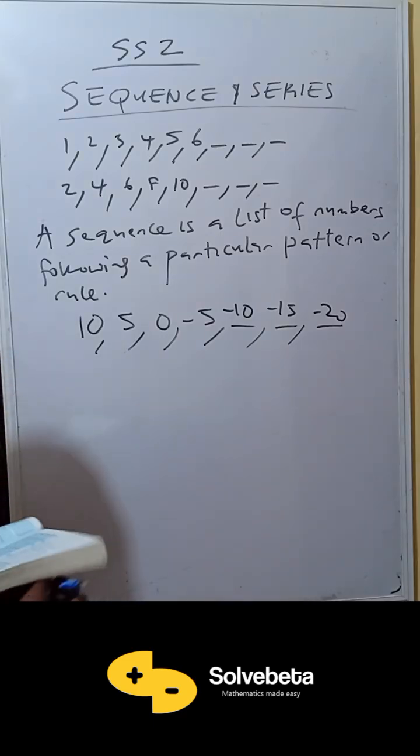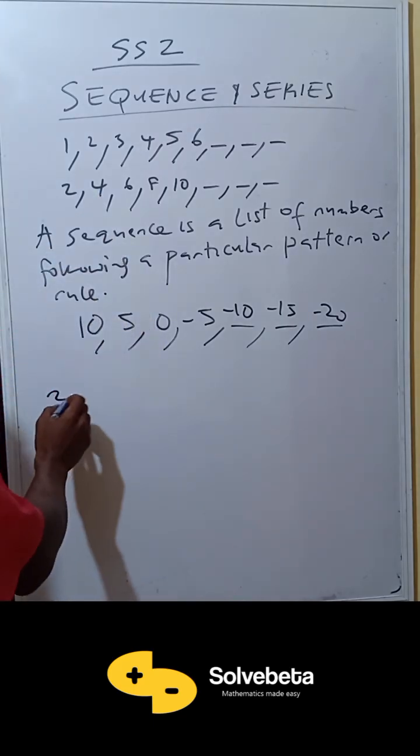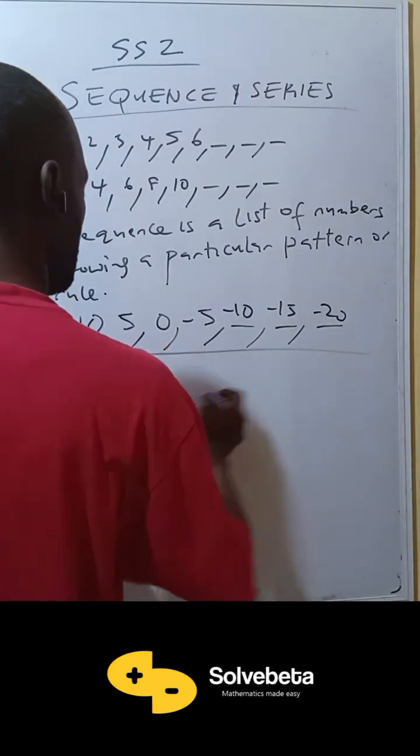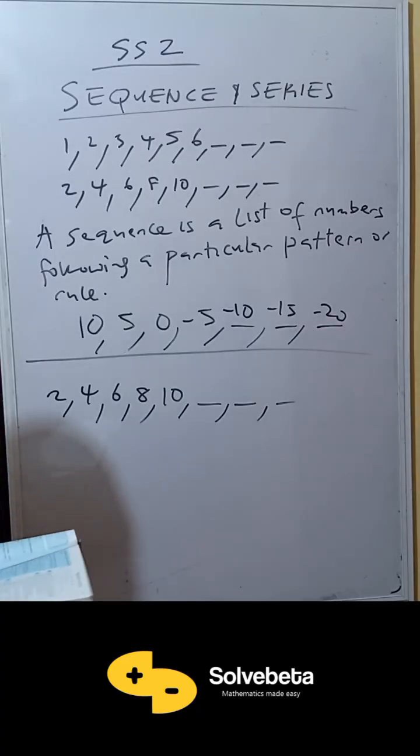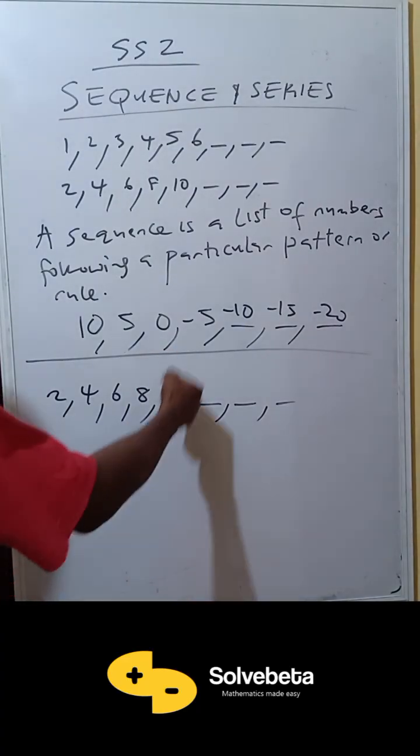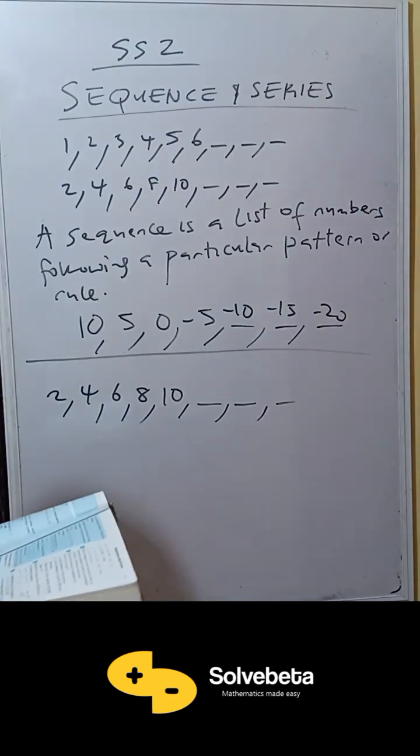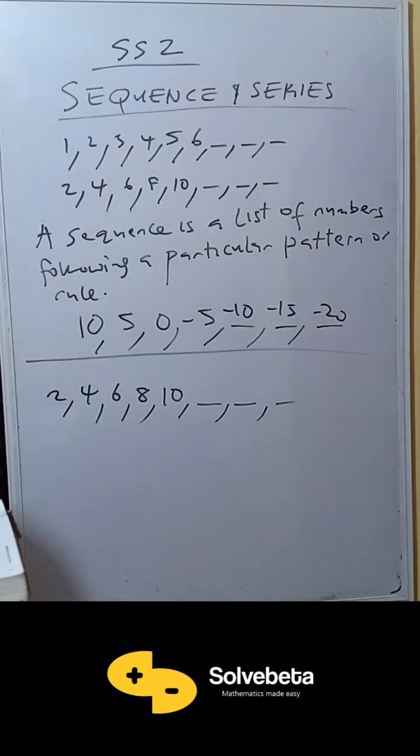Now, we then move to the nth term of a sequence. If you have this, let's take this one now: 2, 4, 6, 8, 10. The nth term of a sequence is that rule. It's the formula that tells us how to get the next term in the sequence. It's very, very important.